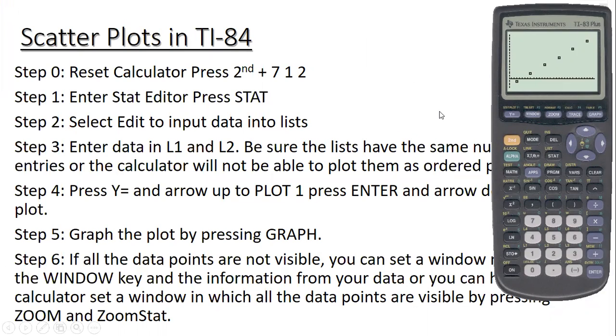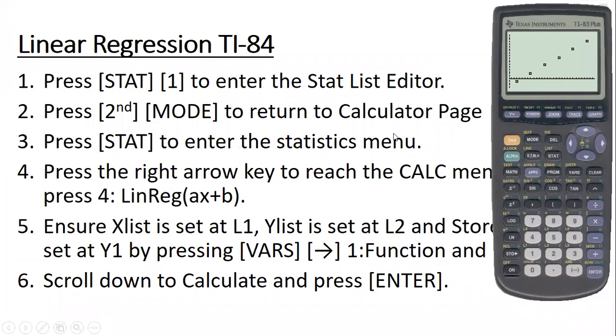All right. Now, the next thing we're going to do is how do we find the equation that represents it? Okay? So these are the steps that we're going to follow to find our equation. If you look right here, we've already done step number 1, right? We've already put our information into the stat editor, correct? Okay, so from here, it says we're going to do what? We're going to press second mode to return to our calculator page. This is your calculator page because this is where you calculate.